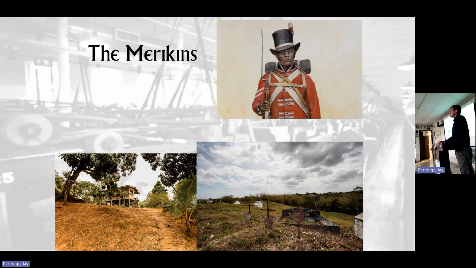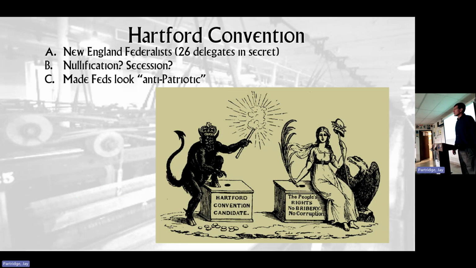That fall, Federalists met in secret in Hartford, Connecticut, what's called the Hartford Convention. Federalists, about 26, and some of them were elected officials, some members of Congress. And they talked about nullification, meaning overturning laws they find unconstitutional, meaning the war. And they even talked about secession from the Union. They were angry about this war and angry at the fact that we have a bunch of Virginians as president, a bunch of slave owners, even though there was still slavery in parts of New England.